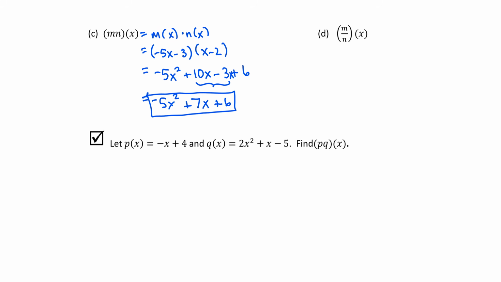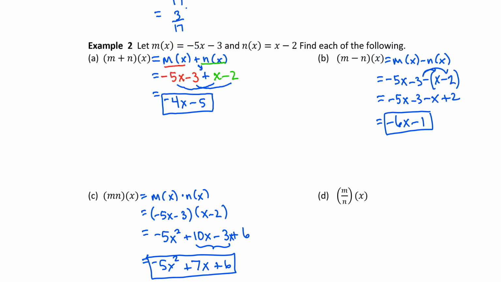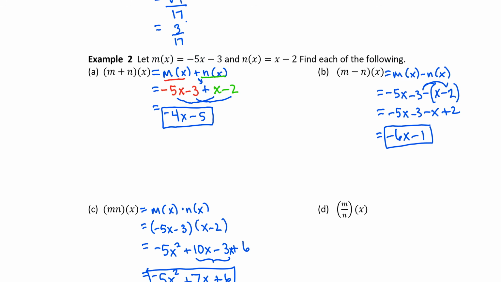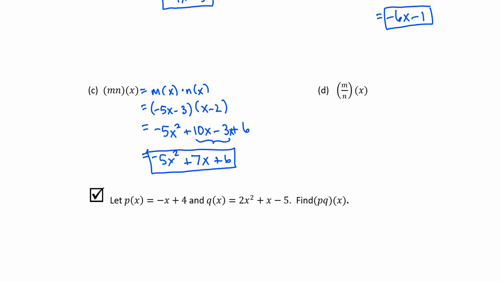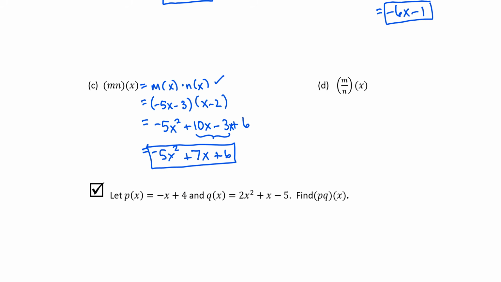Notice we started out with two linear functions. M of x is a linear function, n of x is a linear function. When we multiplied two linear functions together, what type of a function did we end up with? We ended up with a quadratic function. So the same way that we classified equations in one variable, we're going to classify functions.